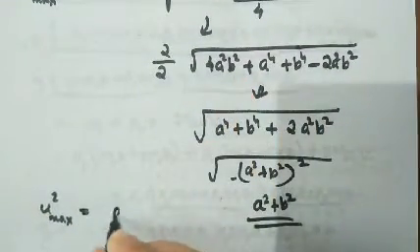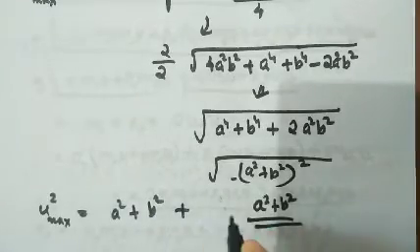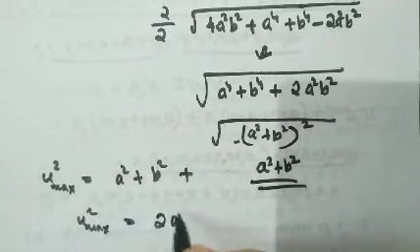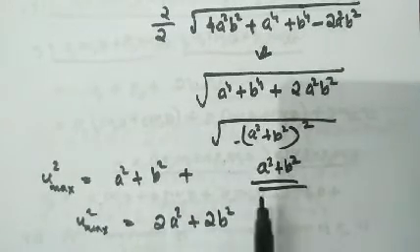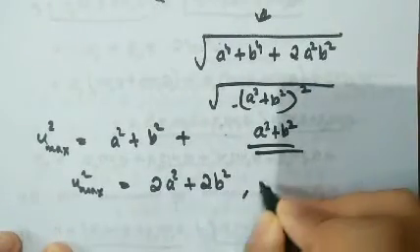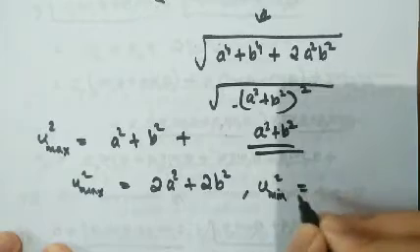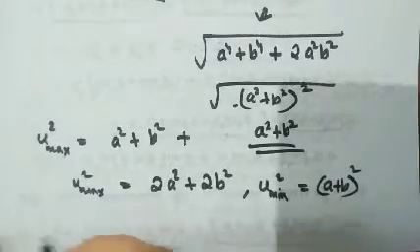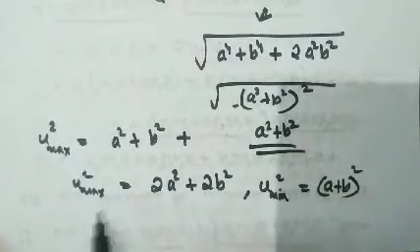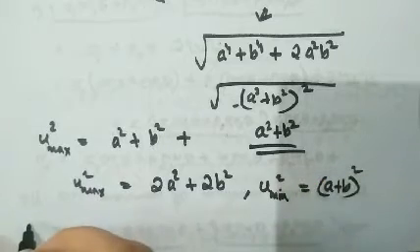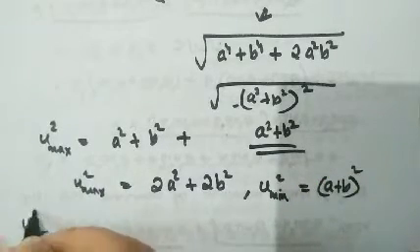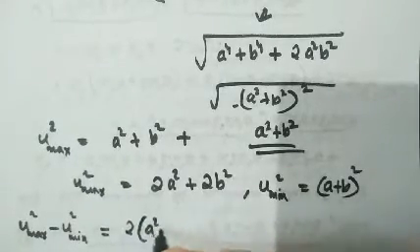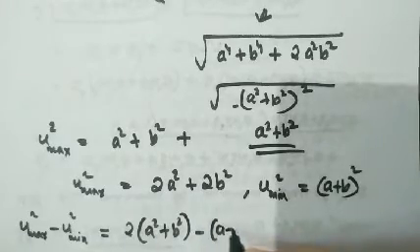So u max square is what? a square plus b square plus this term. That is what u max is. U max square is 2a square plus 2b square. We already found u square minimum, that we found as (a plus b) all square. So now what we have to find is, we were asked to find the difference between the maximum and minimum value. So what we have to find is u max square minus u min square. That is what? 2 into (a square plus b square) minus (a plus b) all square.